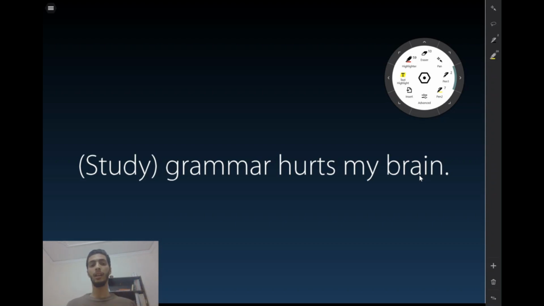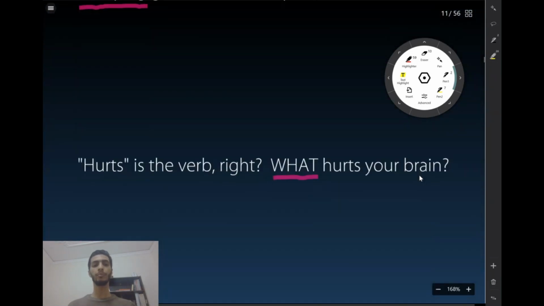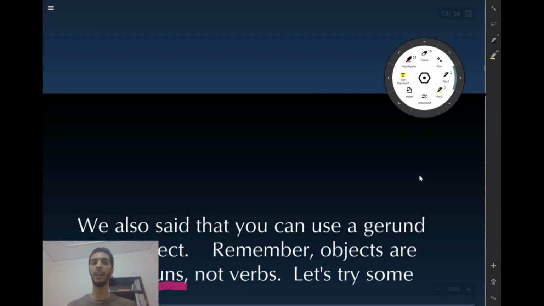كفاعل في جملة in a sentence. Now, study grammar hurts my brain. All right. So let's forget about this one here. Grammar hurts my brain. A good sentence. But what about grammar specifically that hurts your brain? Studying grammar hurts my brain. We must use the gerund as a subject. Studying grammar hurts my brain. Now, hurts is a verb, right? Now, what hurts your brain? Studying. Studying is the subject, so we need to use it as a gerund, not an infinitive.